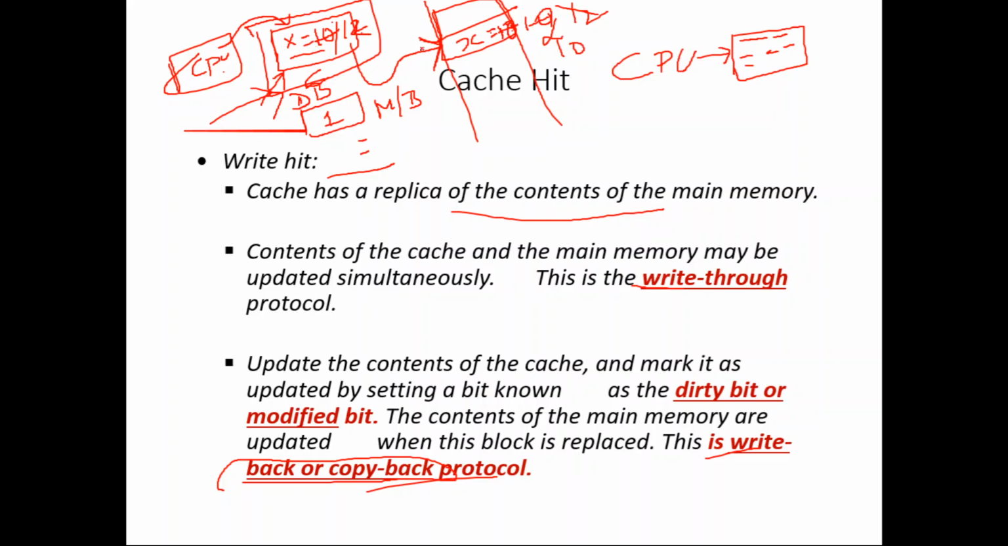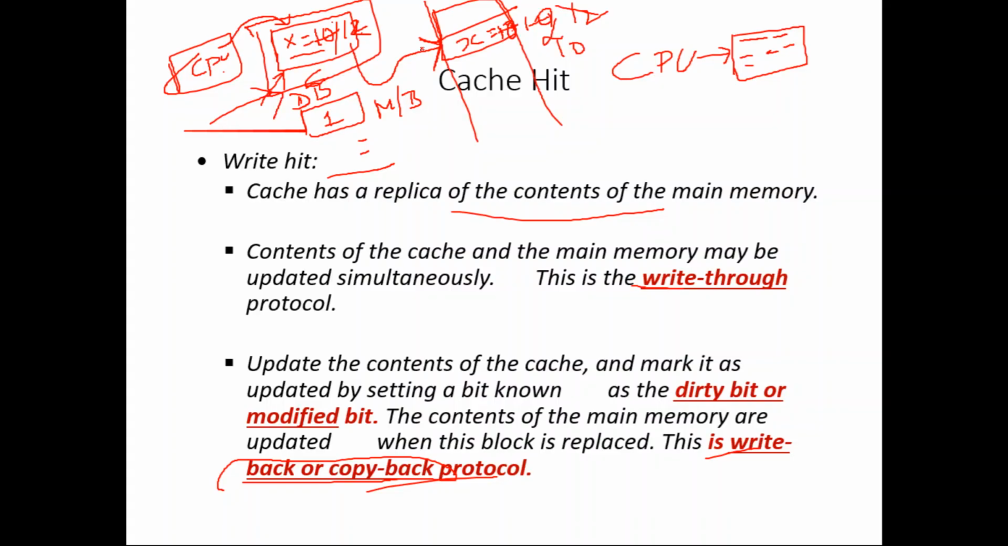So to summarize, whenever the CPU wants to perform a write operation on a particular data, and if that data is already available in the cache, then we say it is a write hit. Now in write hit there are two cases, two protocols. Either you can go for write through protocol or write back protocol, which is otherwise called copy back protocol. Write through protocol says whenever the processor updates the cache memory, immediately the main memory also should be updated. That is called write through protocol.